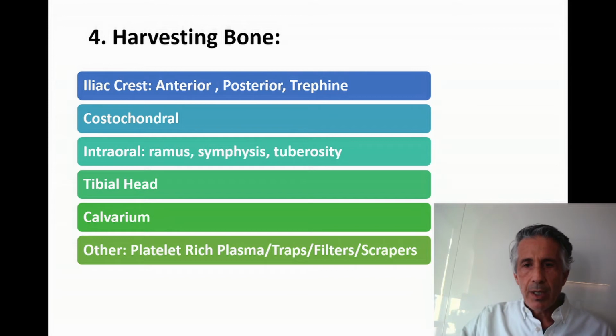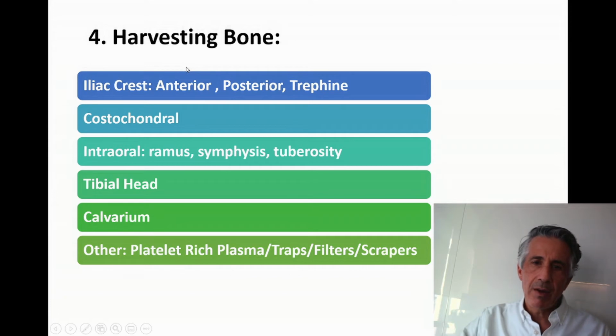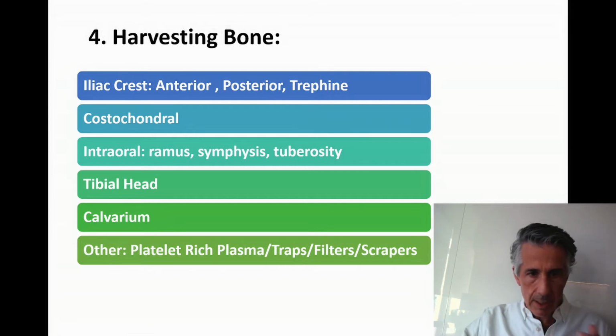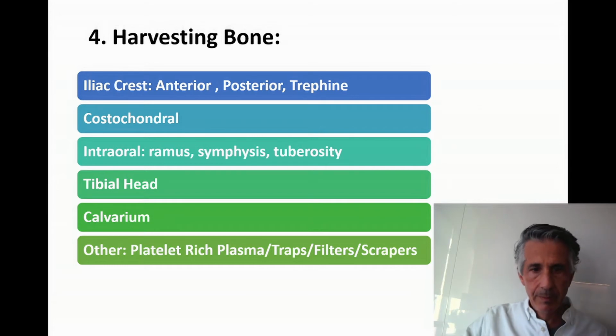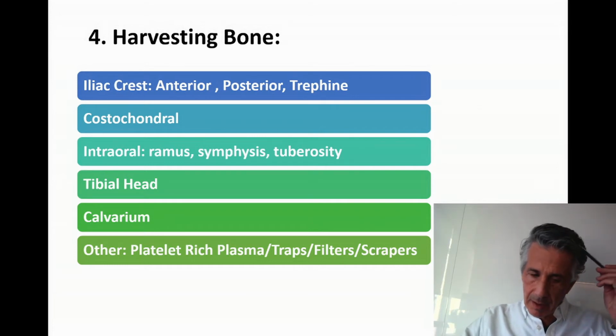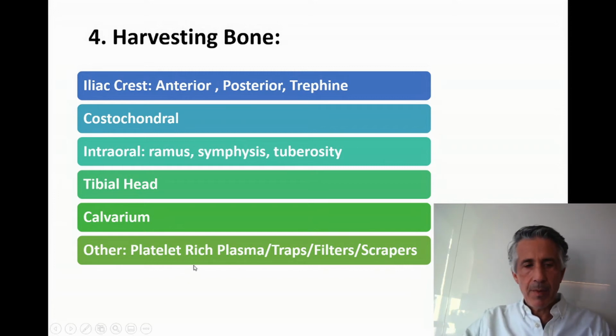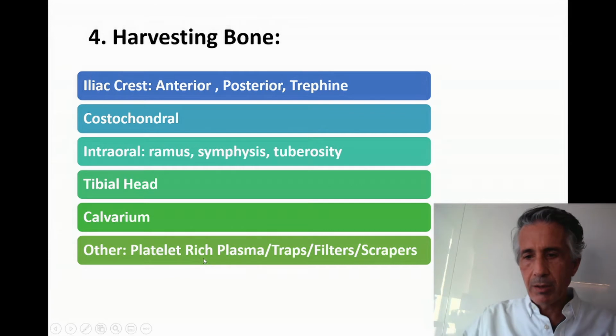I'm going to just quickly review the most common places, and also places just for interest's sake. Our workhorse is the iliac crest, the anterior aspect of the iliac crest. Sometimes we take posterior for larger grafts or trephine. Costochondral is the rib. There's intraoral sources, tibia in the leg, calvarium. Sometimes we'll take a little bit of the pip. And other sources are harvested types of, I'll talk about platelet-rich plasma and things.